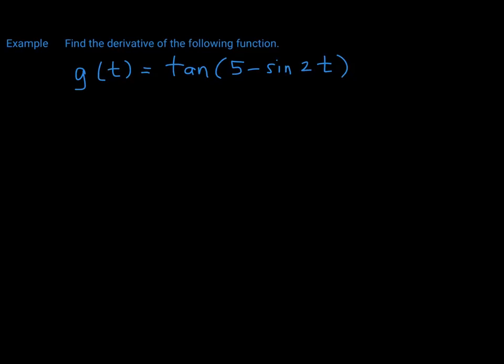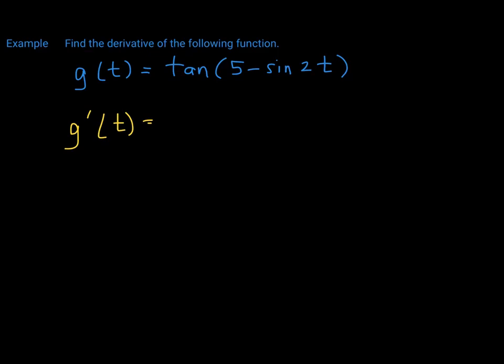All right, folks, we want to find the derivative of the following function. G of t is equal to tangent of 5 minus sine of 2t. All right, very good. So there is an outer function, that is the tangent function, and the inner function is 5 minus sine of 2t. Now, there's a lot going on here, so let's do it. So g prime of t, we're definitely using the chain rule here.